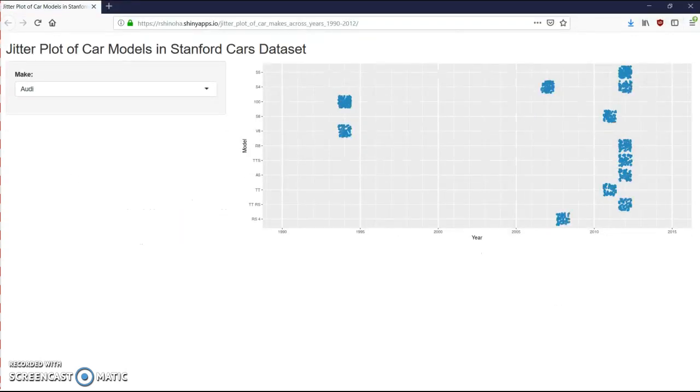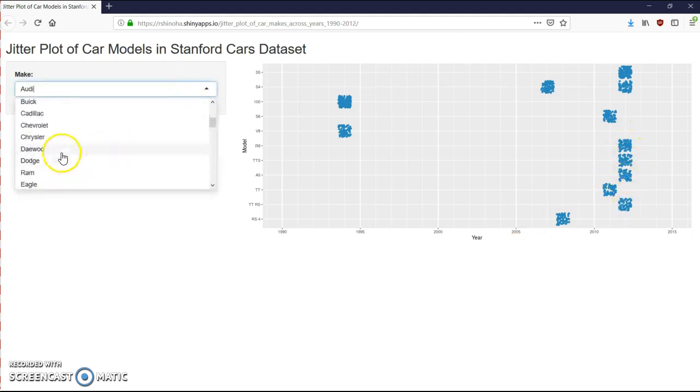In this simple Shiny app, you can take a look at how models from different makes are distributed across the years. While there are exceptions, it's obvious that most models have only one model year. For example, for Audis, the S4 had multiple car model years, but all other car models only had one model year.